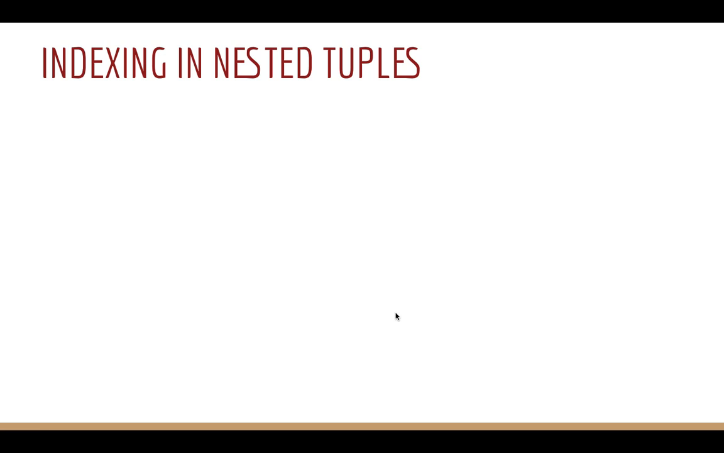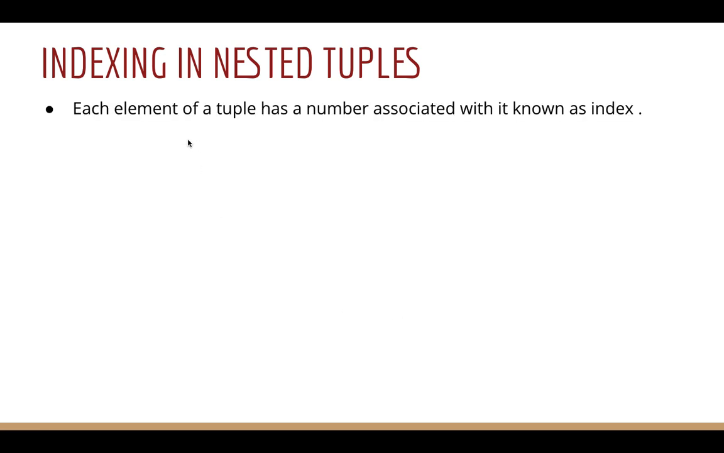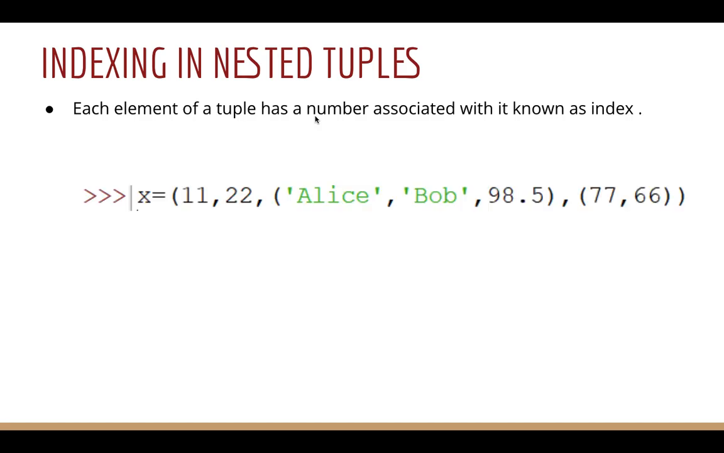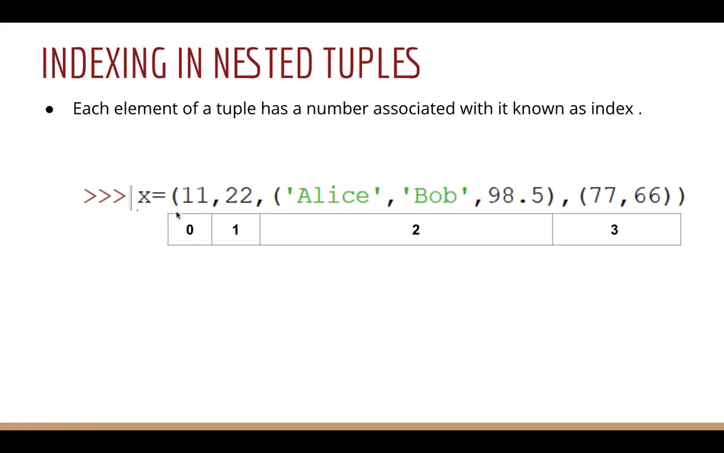Now let's see how to index in nested tuples. What do we mean by index? Each element of a tuple has a number associated with it. That number is known as index. So let's say this is a nested tuple as we have already seen in the previous slide. So now how do I index it? The indexing will be as follows. The element 11 will have the index 0. The element 22 will have the index 1. ('Elise', 'Bob', 98.5) is an element itself, but the element is a tuple. So the entire tuple will have only a single index, that is 2.